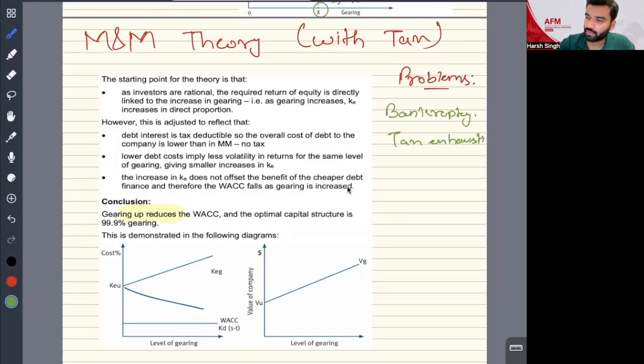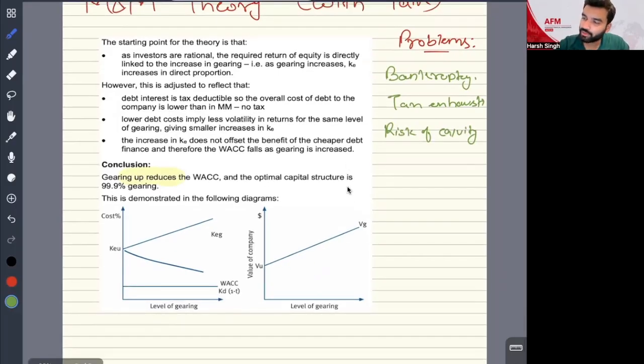Now, risk of equity holders. You haven't talked about that part as well. Correct. Not only that, your cost of debt as well. If you keep on increasing debt, do you really think your cost of debt will remain same? Even that will go up at some point in time. Don't you think so, everyone? Your cost of debt will also go up. So this theory does not talk about these things. This was the major problem with this particular theory, everyone.